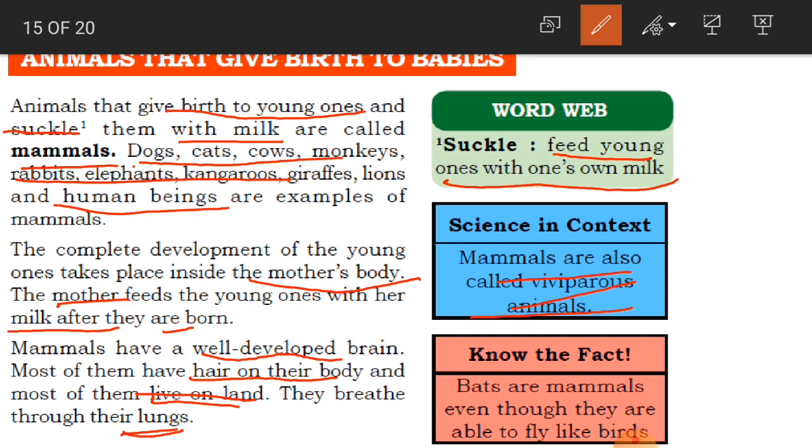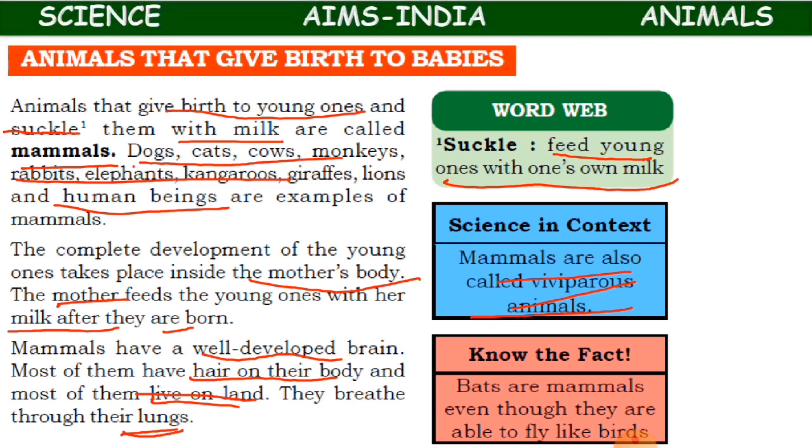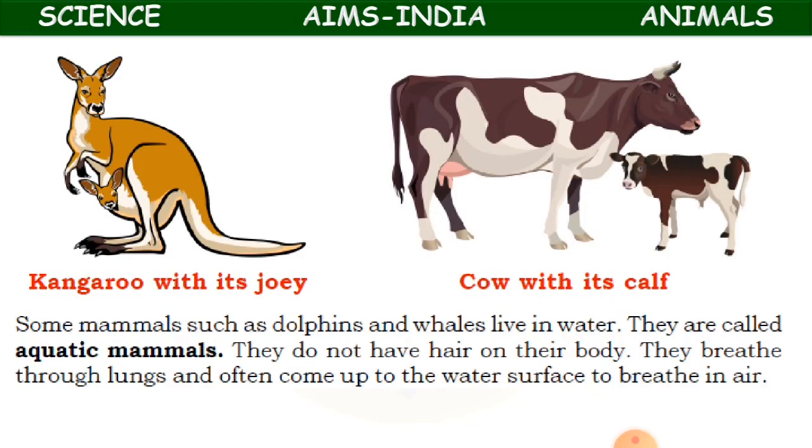And there is one fact here, children. Bats are mammals even though they are able to fly like birds. So this is a very special category in mammals. Bats are mammals, but they are able to fly like birds. Clear, children?